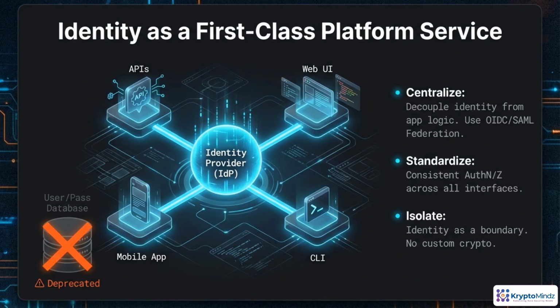Secure by design starts with treating identity as a core platform service, not something each team reinvents. Instead of every app owning usernames, passwords, and sessions, a central identity provider handles that for web, mobile, APIs, and CLI. This lets you standardize authentication and authorization, isolate sensitive logic, and avoid fragile, custom-built security.